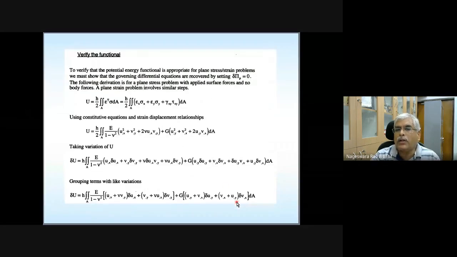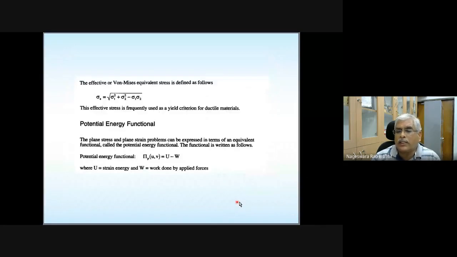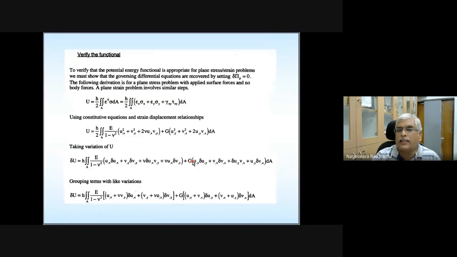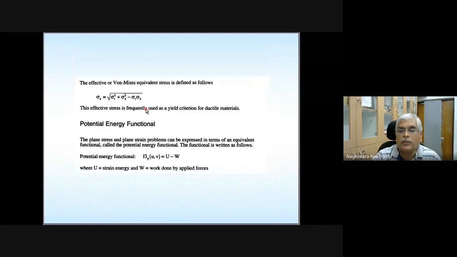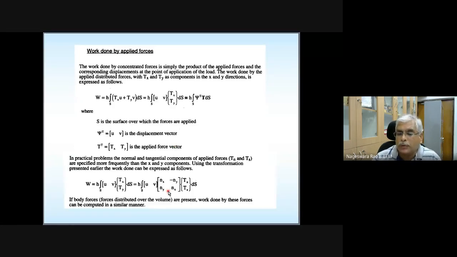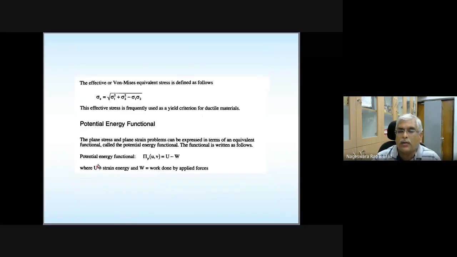Once you have all this, you can easily write what is the potential energy functional. We'll discuss this in the next class. If you substitute all this, the potential energy functional is going to look like this. What is this U? You can substitute from here, and W you can substitute from here, and this is going to be the potential energy functional.